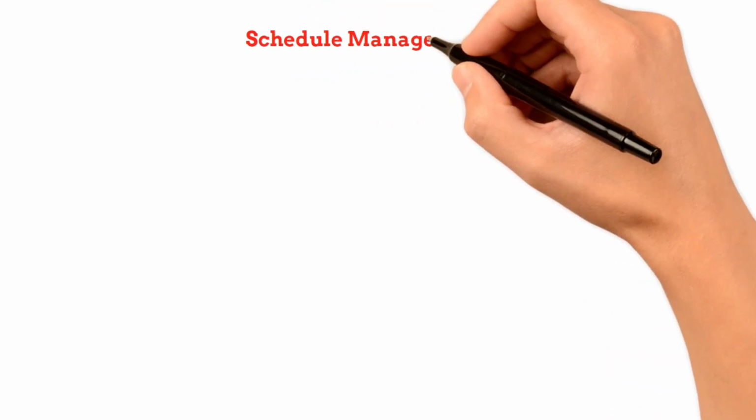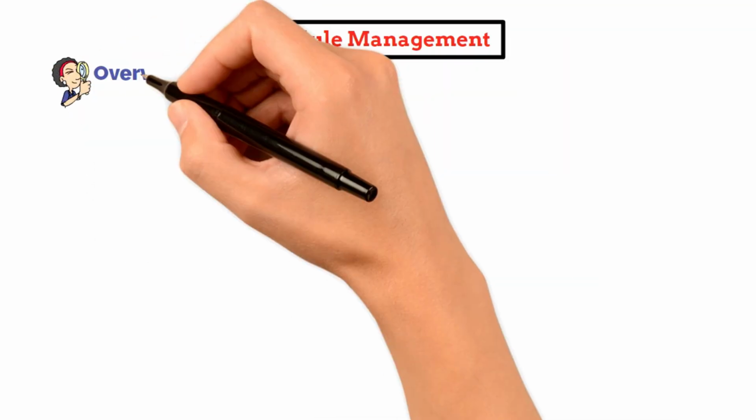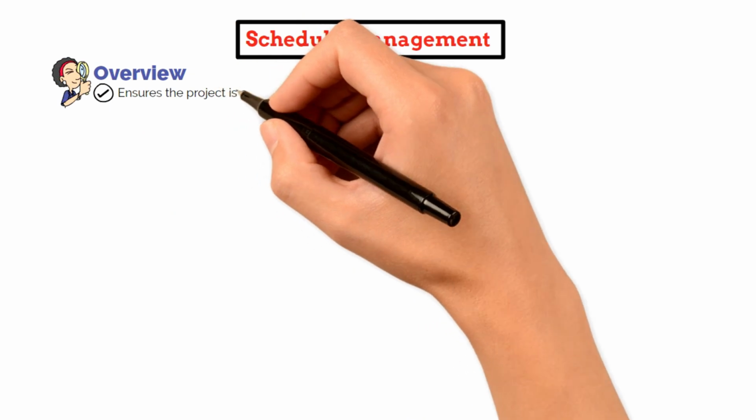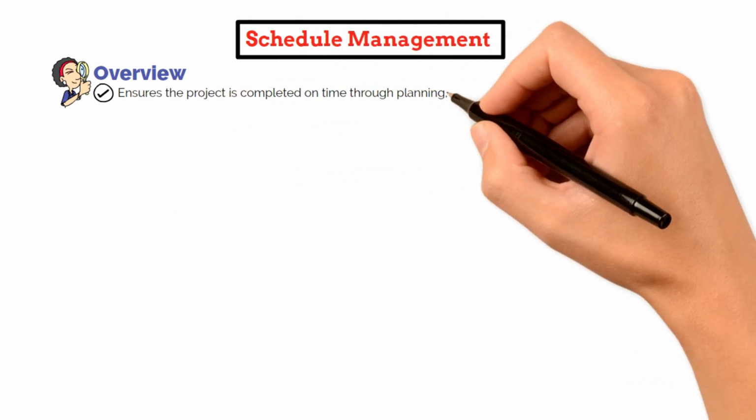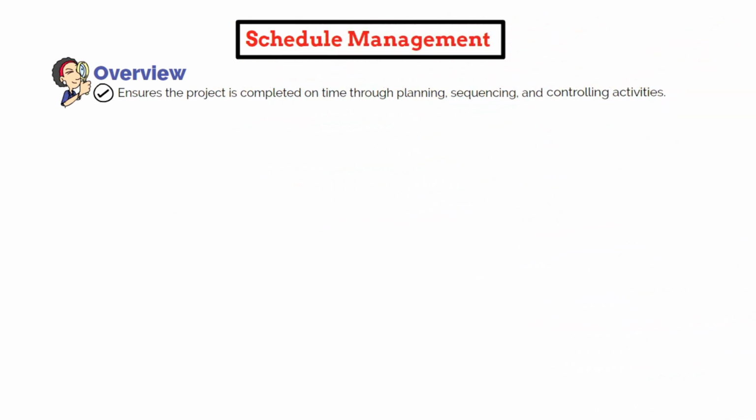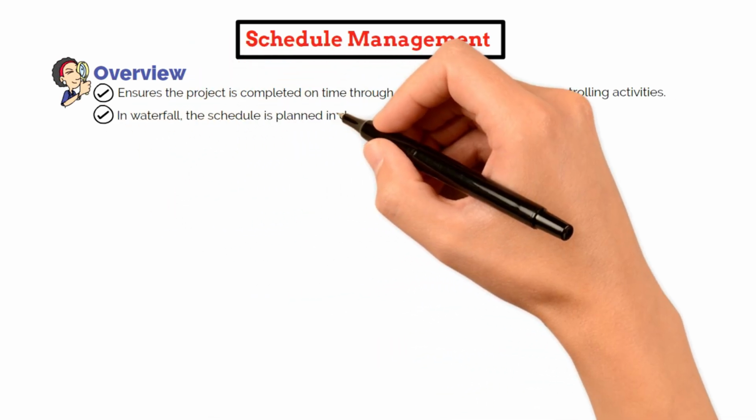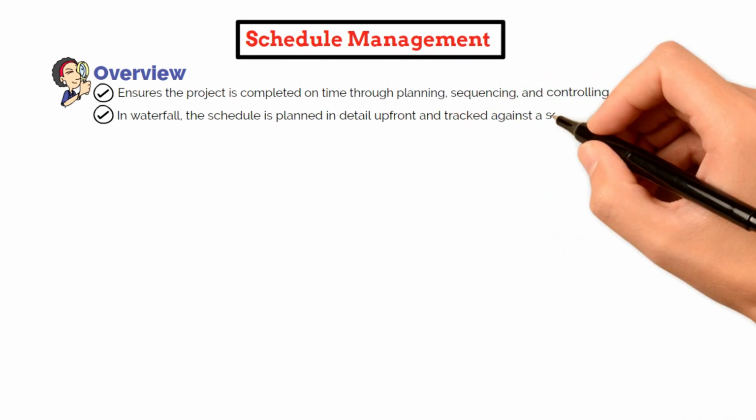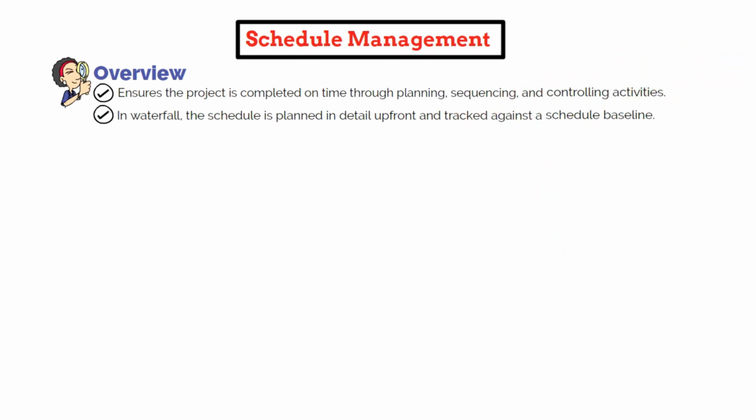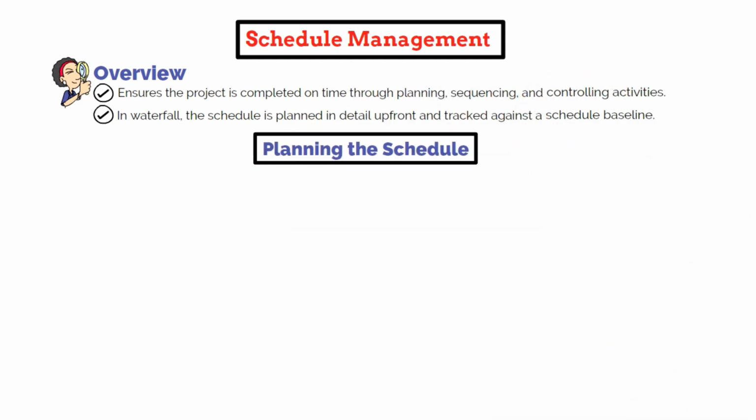The topic we'll cover is schedule management, the processes that ensure the project is completed on time by planning, sequencing, and controlling all project activities. In waterfall projects, the schedule is planned in detail up front and then tracked closely against a schedule baseline. This means you'll need to know the tools and techniques for building a realistic and reliable schedule.